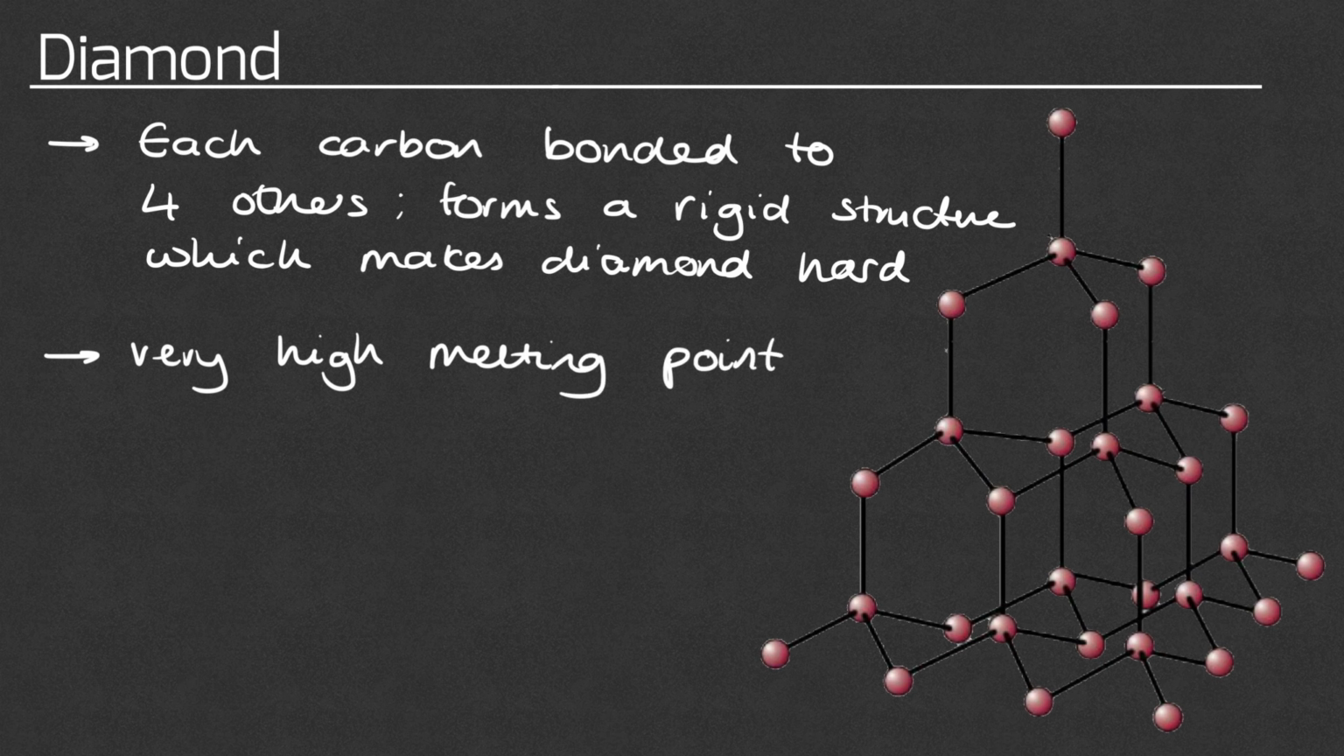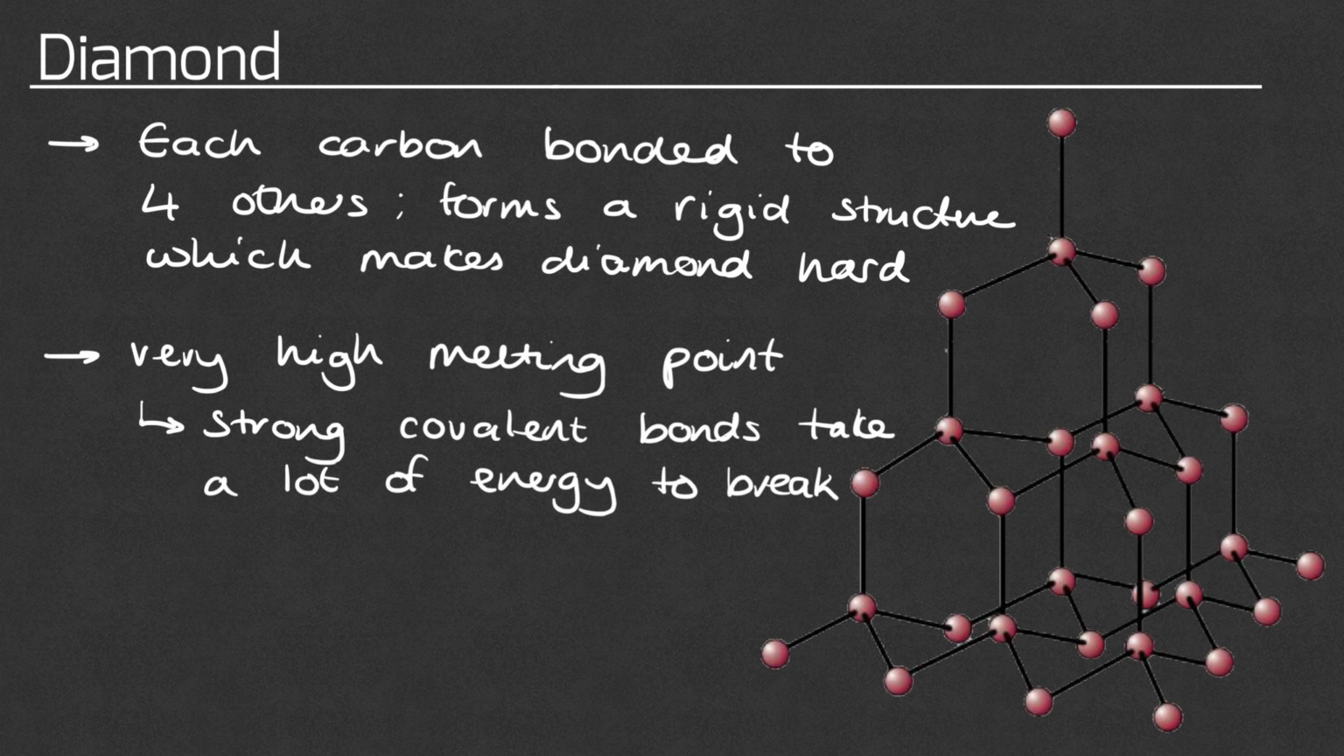Diamond has a very high melting point. This is because covalent bonds are very strong, so it would take a lot of energy to break those bonds, therefore needing a high temperature to break those bonds.